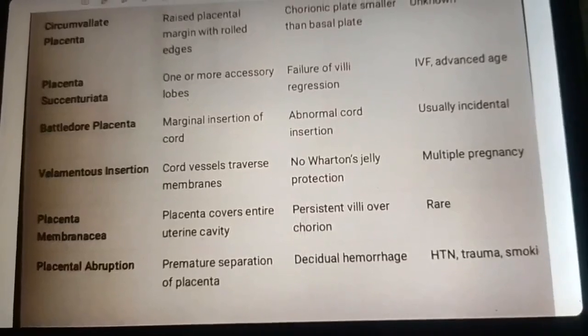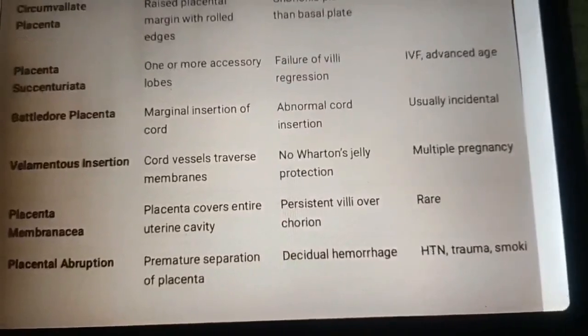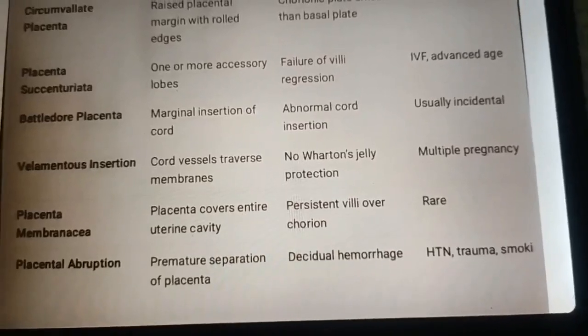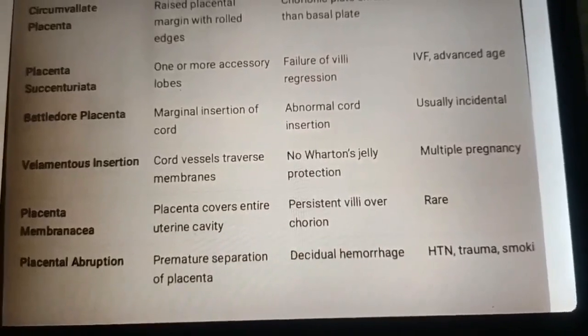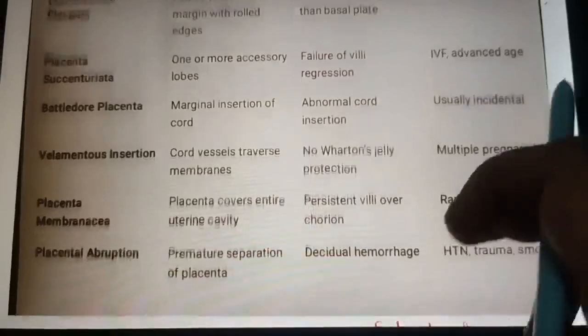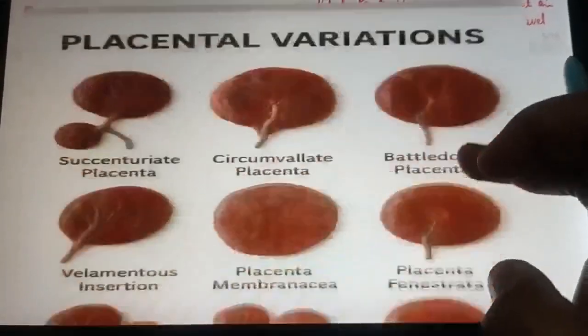There will be an increased rate of placental abruption, which is premature separation of the placenta, and it can lead to decidual hemorrhage. These are the risk factors: smoking, trauma, and hypertension. These are the old diagrams.